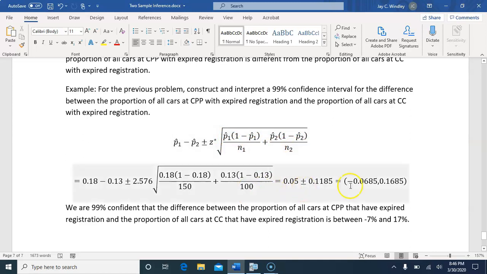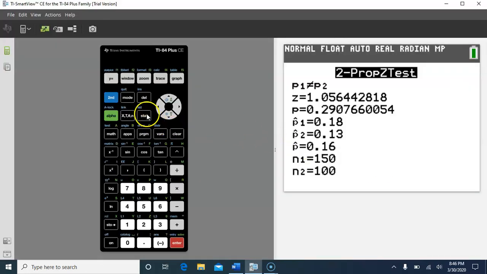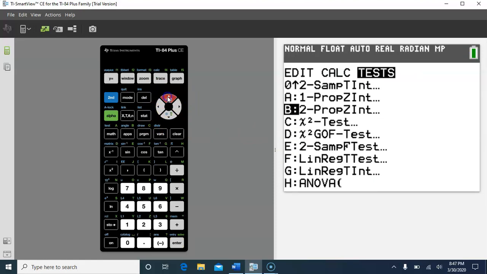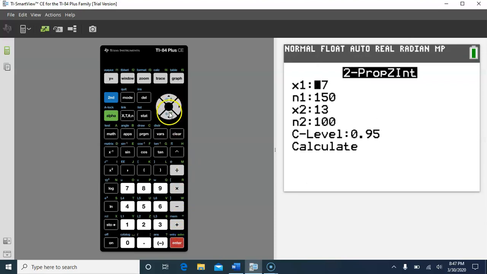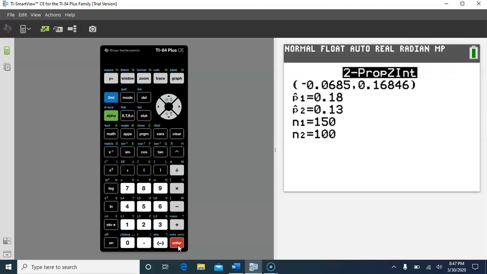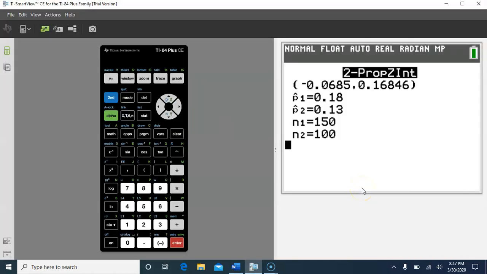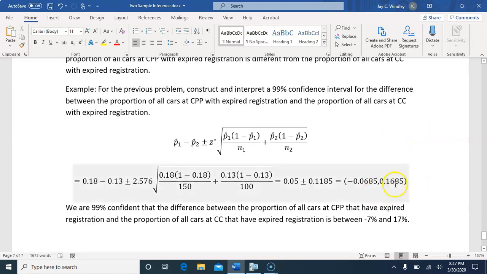We plug in our p hat 1 and n1 here, and our p hat 2 and n2 here, and we get a confidence interval that looks like this, from negative 0.06 something to positive 0.16 something. Just to double check those calculations on the calculator: Stat, Tests, 2-PropZInt, 27 out of 150, 13 out of 100, and we're doing a 99% confidence interval this time. We got negative 0.0685, that looks legit, and we got 0.1685, so that looks legit.